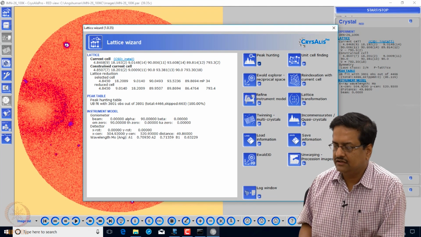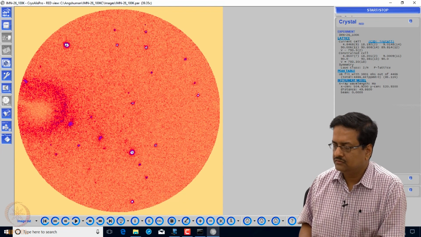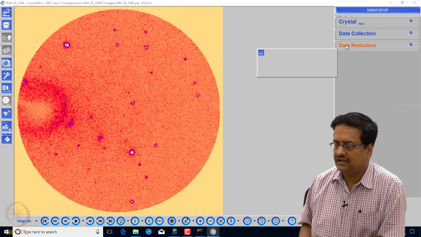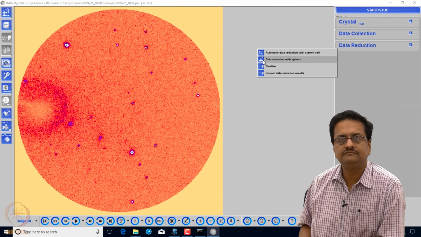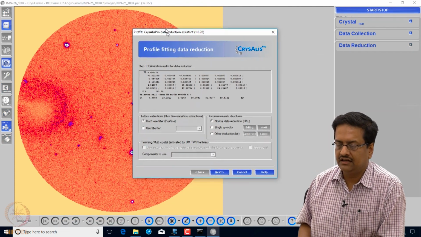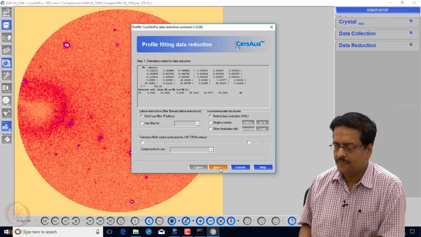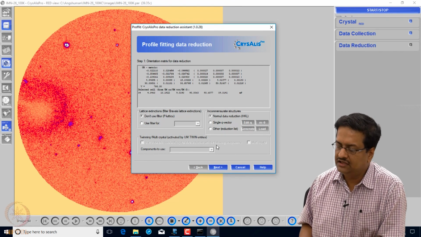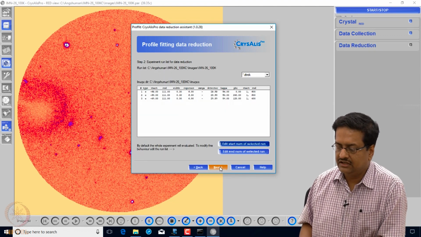So at this point, we are ready for data reduction. I am doing the data reduction with options, because maybe here we will be able to do some corrections manually. So we click next.